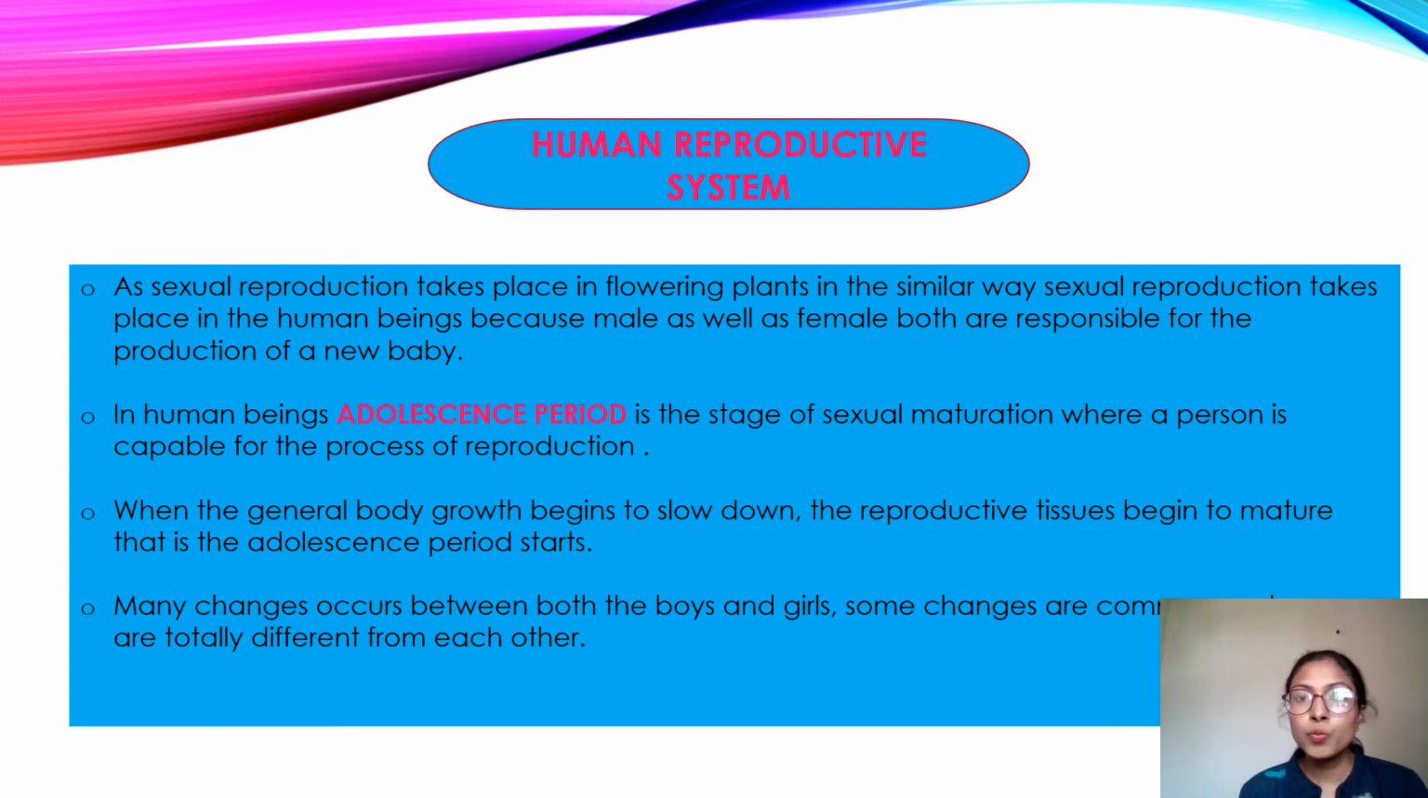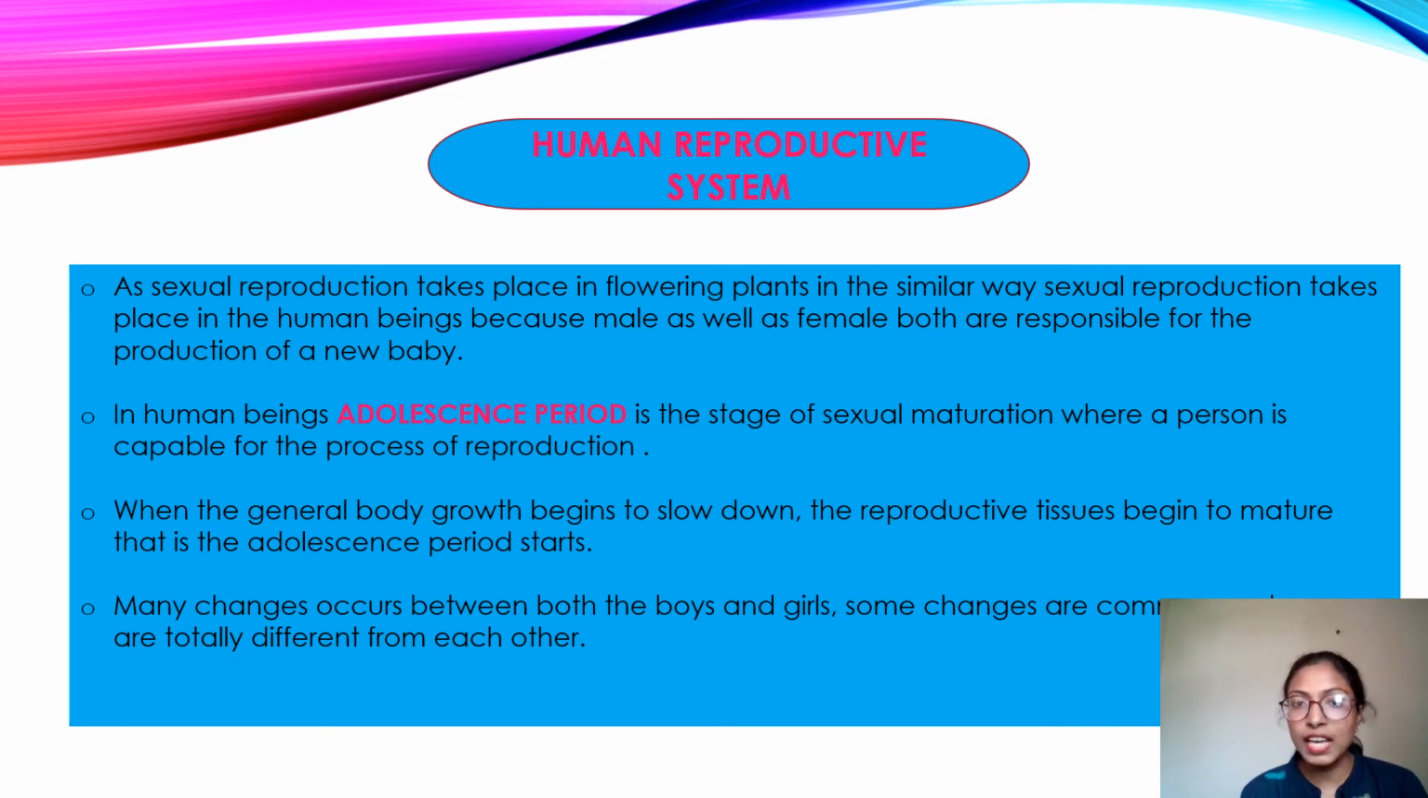So, human reproductive system. We will study in detail what are the parts, what are the systems that are responsible for the reproduction to take place in human beings. So here, as sexual reproduction takes place in the flowering plants, in a similar way, sexual reproduction takes place in human beings, because male as well as female both are responsible for the production of a new baby.